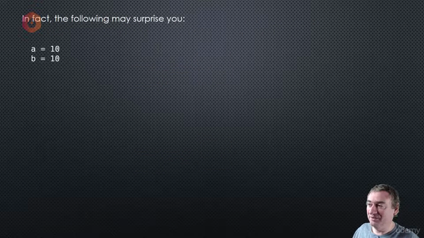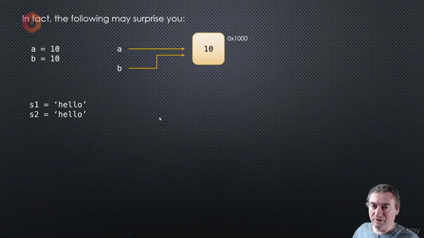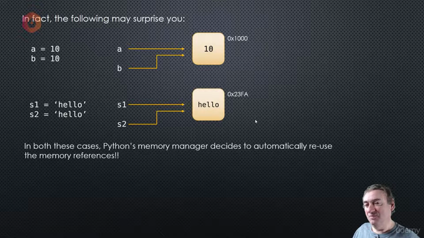Now the following may surprise you. And again, we've seen that before. And we'll come back and take a look at exactly what's happening. But if we write a equals 10 and another line of code b equals 10, we might expect b to point to a different object in memory. It should be a different object. But in fact, what ends up happening is that b references the same object in memory. Python did that automatically for us. And the same thing, if we look at a string, s1 equals hello, s2 equals hello, well, we end up with both s1 and s2 pointing to the same string. Again, Python's memory manager decides to automatically reuse these memory references. Well, we'll take a look at that very soon to see why that's happening.